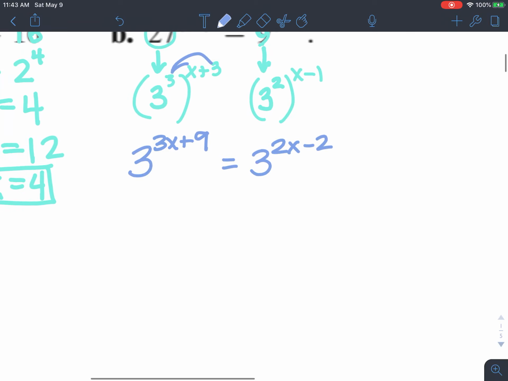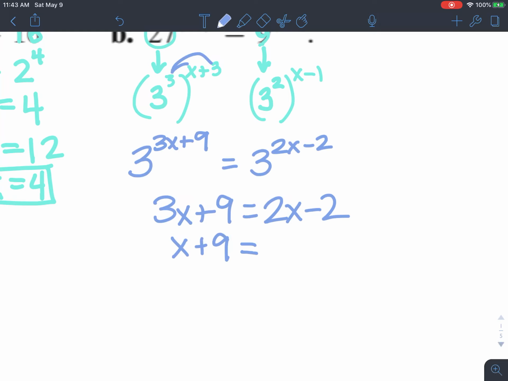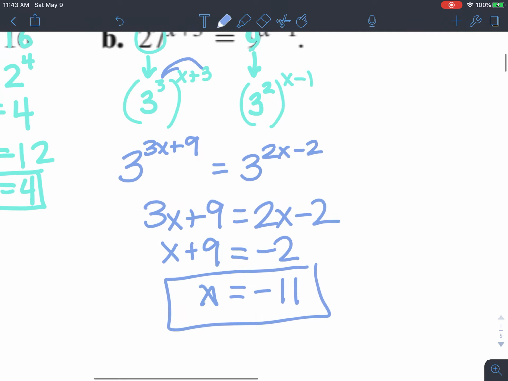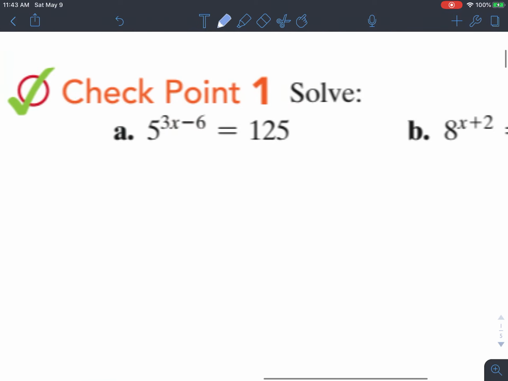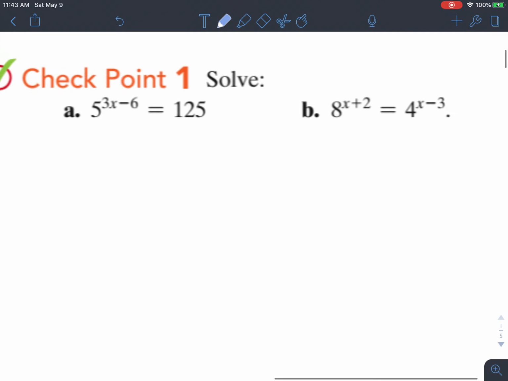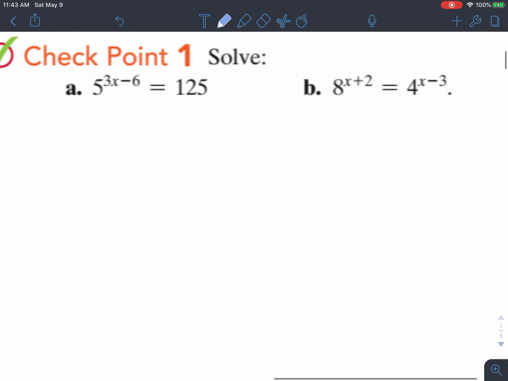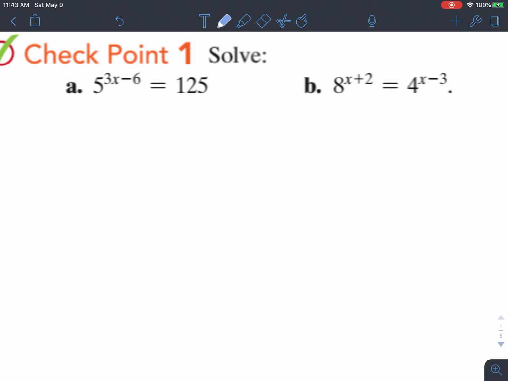And now that you have the same base, you can set the exponents equal to each other. I'm going to subtract the 2x. I'll subtract the 9, and I get negative 11. Okay, now I would like you to try the next two and get back to me. So pause the video, try these, and then see if your answers are right.